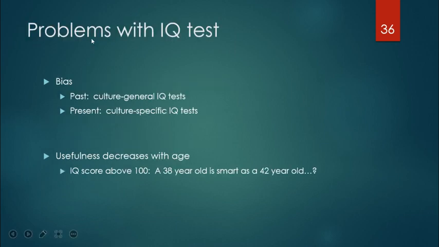So let's talk about some of the problems with IQ tests really briefly. Bias is a big one. In the past, there was this push to make a culture general IQ test, so a single IQ test that could be applicable for every culture on the planet. That failed miserably.